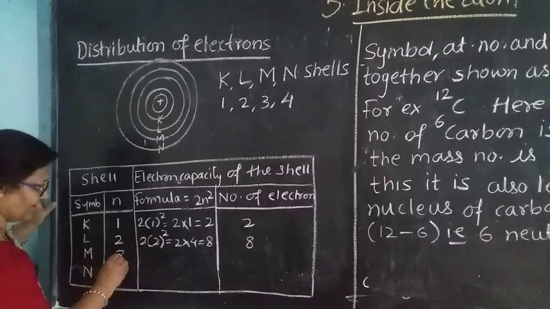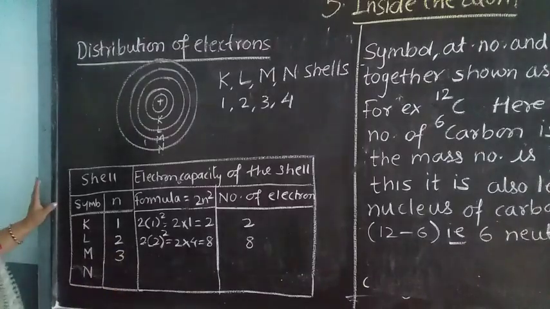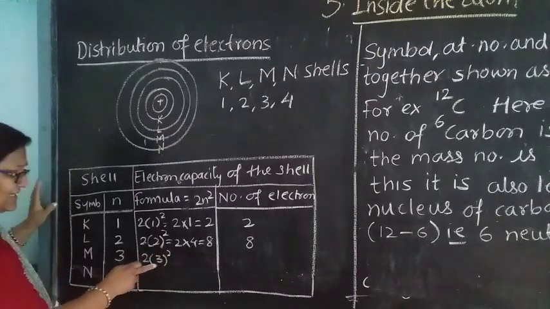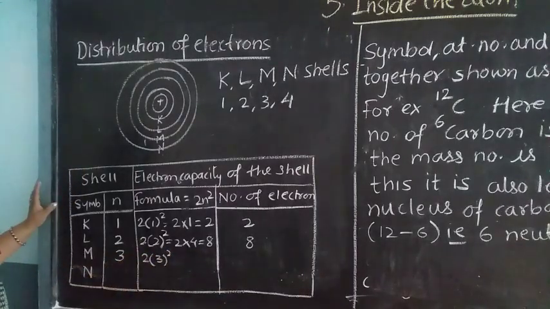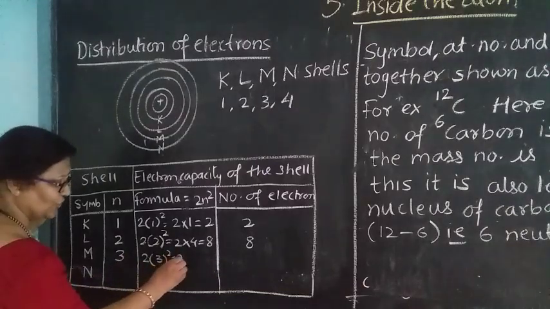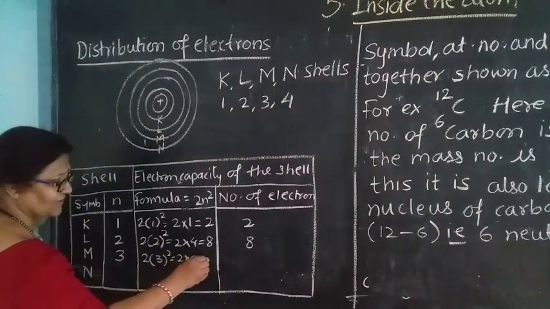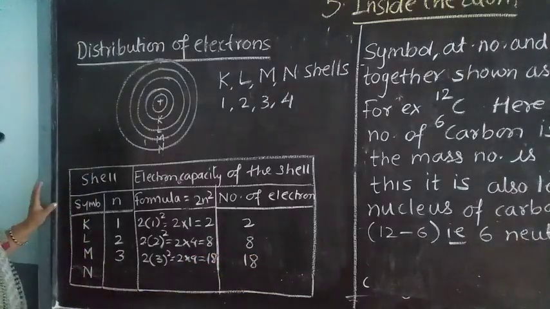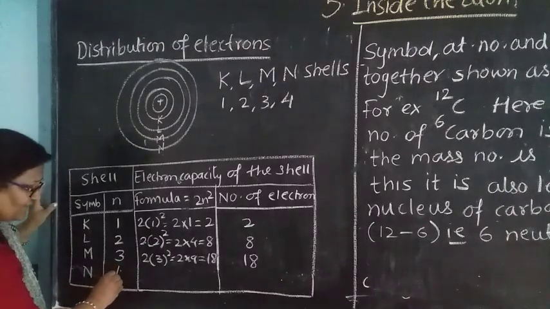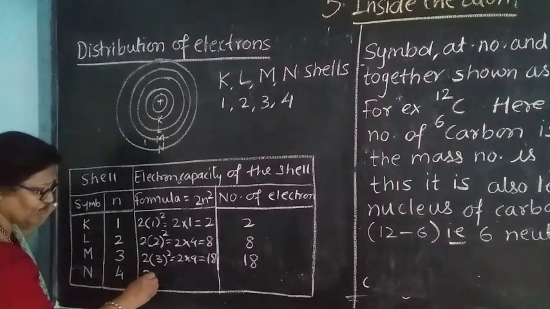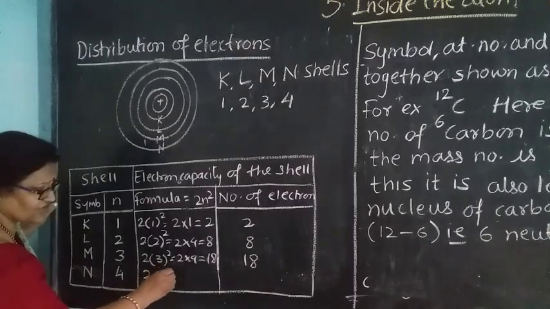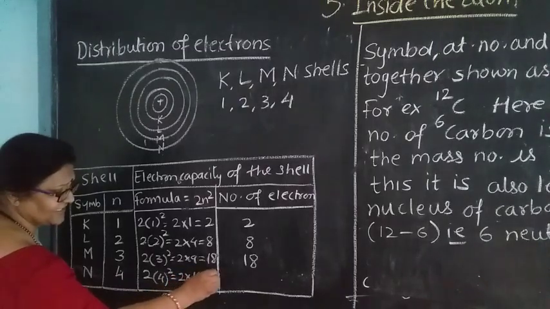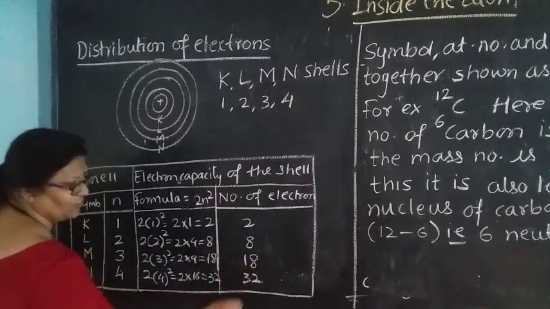Now next, the M shell is the third shell. So how can we write here? 2 into 3 square. Write the number of the shell, that is 3 square, which is equal to 2 into 9. So what will it be? 18. So the number of electrons will be 18. The last shell is the N shell, which is the fourth shell. You have to write 4 square. So what does it come to? 2 into 16, that is 32. So it contains 32 electrons.